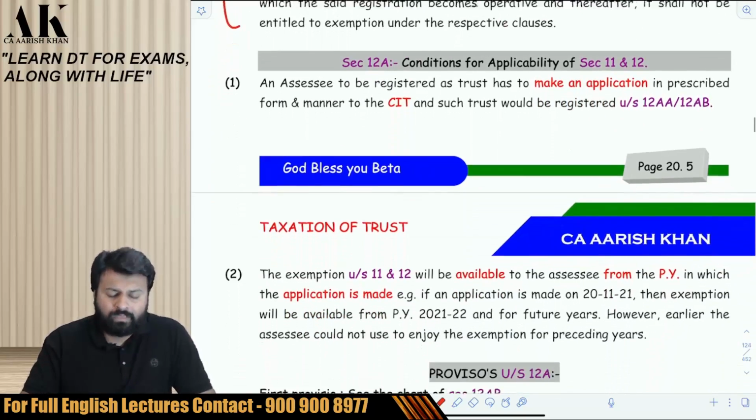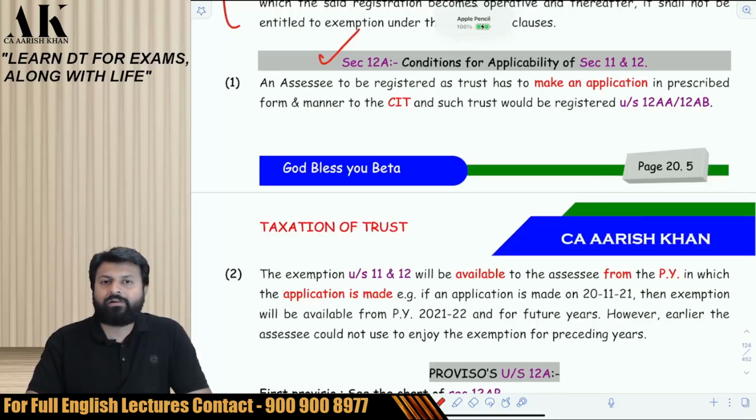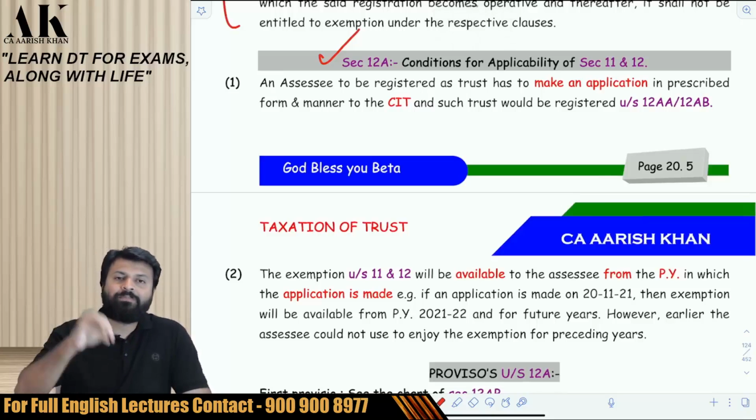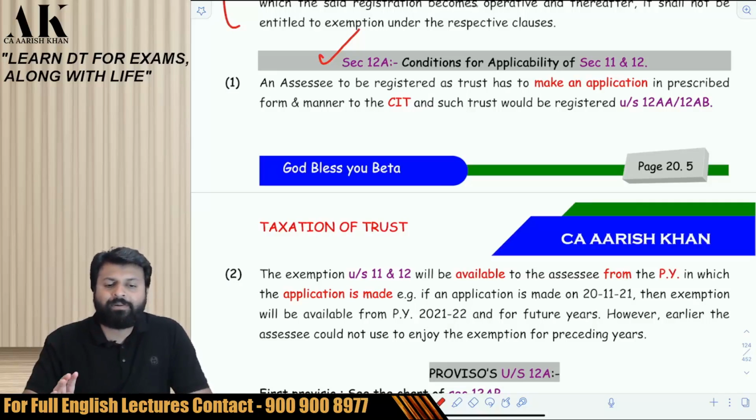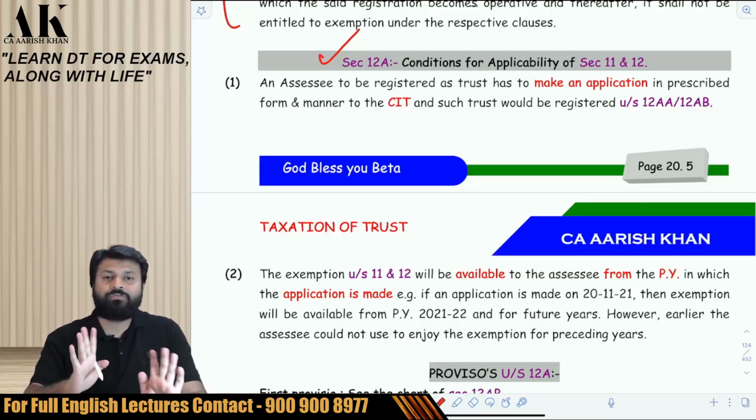Okay. Next, for claiming exemption under Section 11, you need to be a trust which is registered. For that purpose, you have to make an application to the CIT. So once you make an application, you can enjoy the exemptions over here. Further, you have to conduct audit, you have to file ITR, etc. These are some basic conditions which a trust has to fulfill.